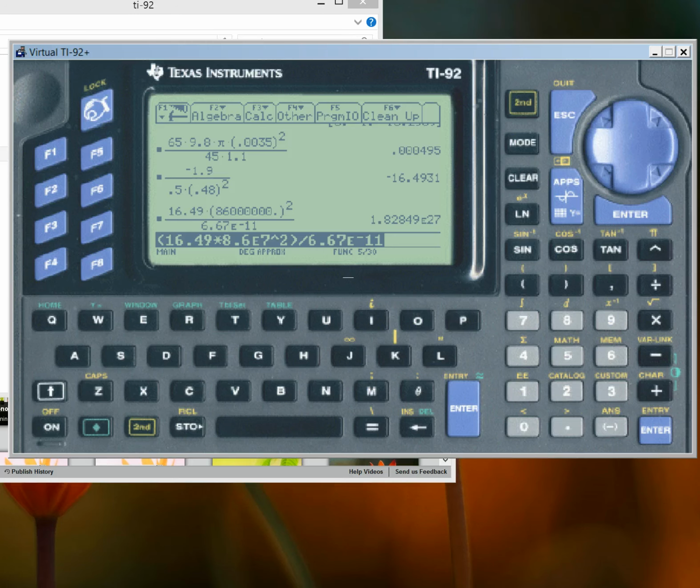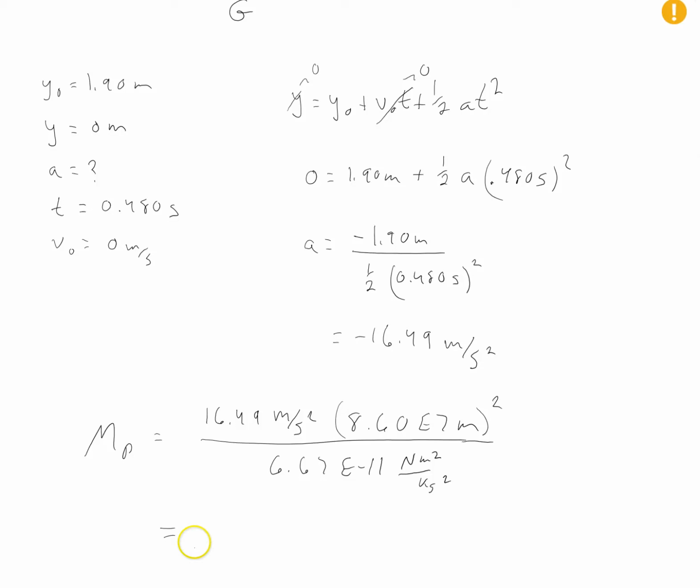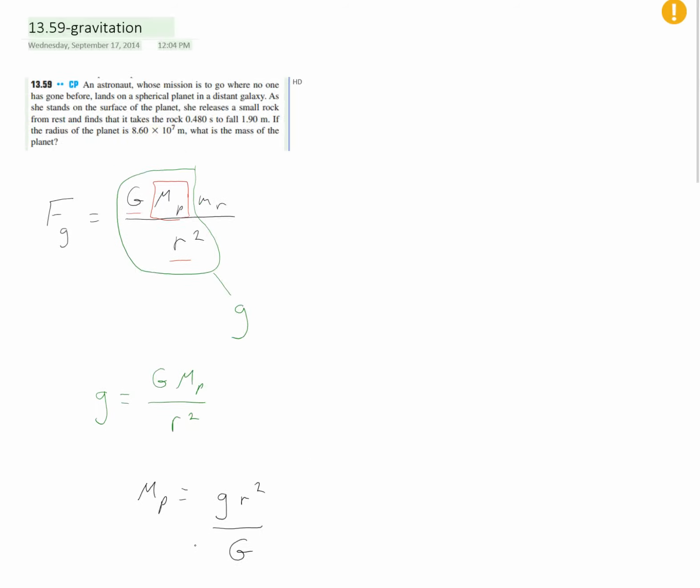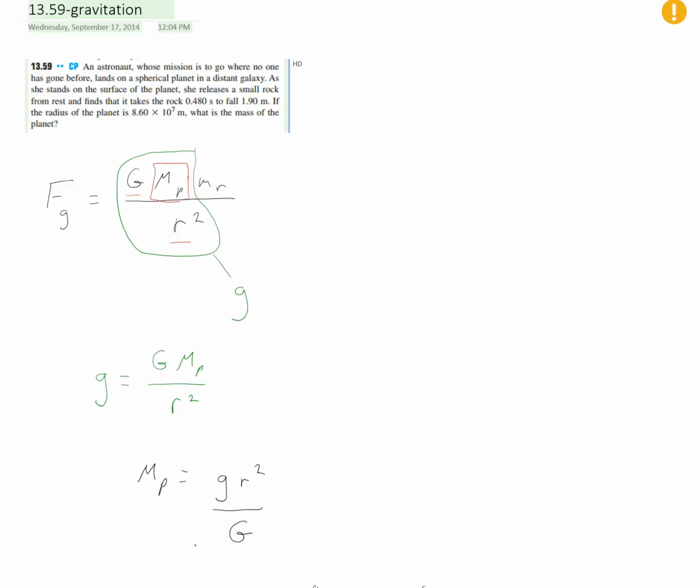I get 1.83 to the 27th. And take a look at the beginning. That looks like we're done.